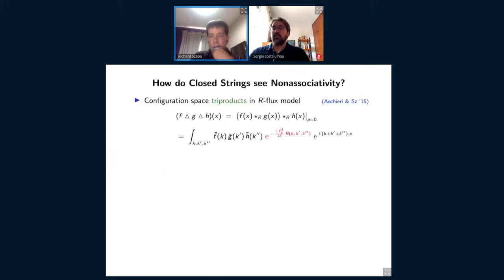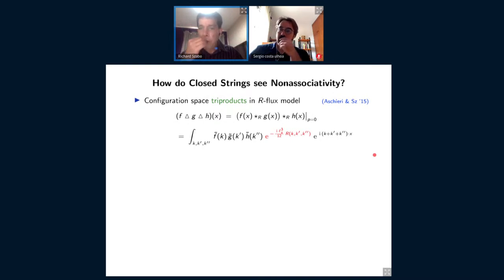And let me just move on. I'm not going to get through all my slides, but let me go on and make a few comments here. Okay. So I said very sketchily what these magnetic monopole models have to do with string theory. So we're going back to the R-flux model now, and I'm asking, how does a closed string theory see non-associativity?